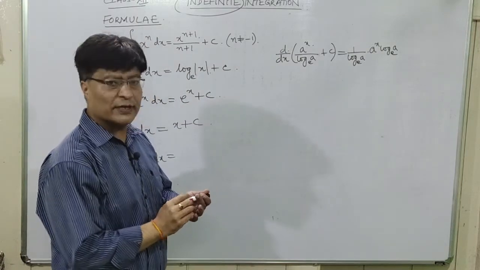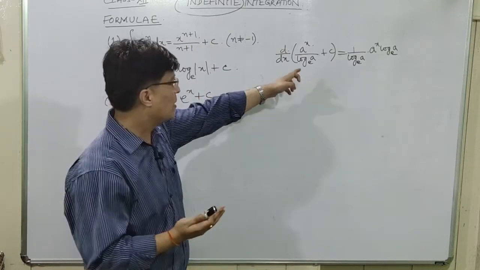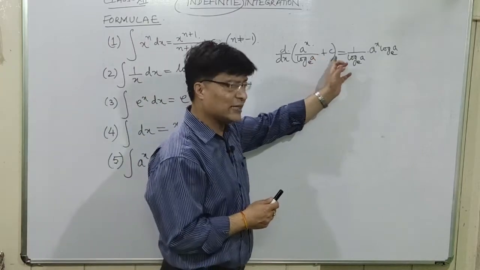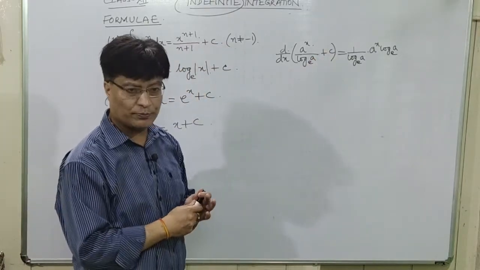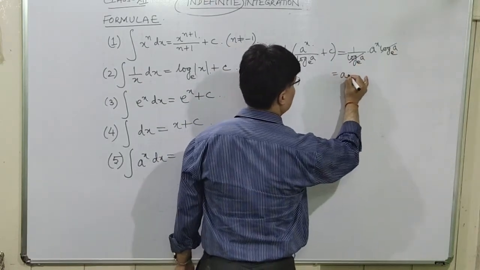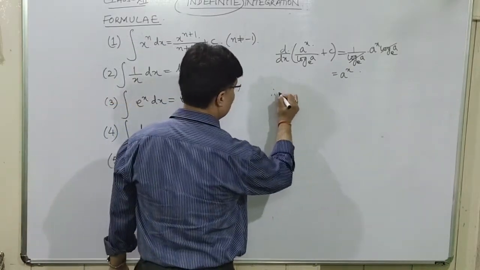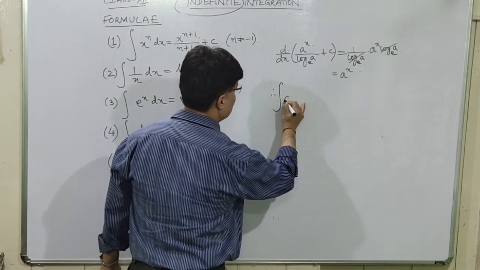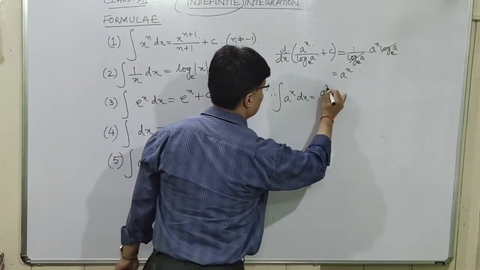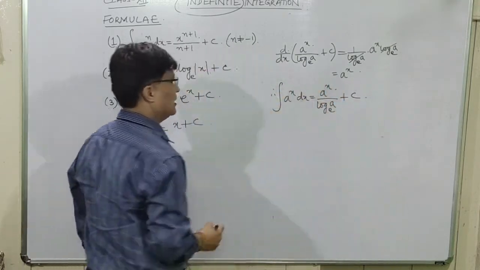So you know the differentiation of a to the power x with respect to x, that is a to the power x log a base e. You know that. And 1 upon log a base e, since it is constant, so it remains as it is, and plus c, d by dx of c is always 0. Is that clear? So here log a base e gets cancelled, which is equal to a to the power x. So in the reverse way, how can you write it? Integration of a to the power x dx is equal to what? It is a to the power x divided by log a base e plus c.